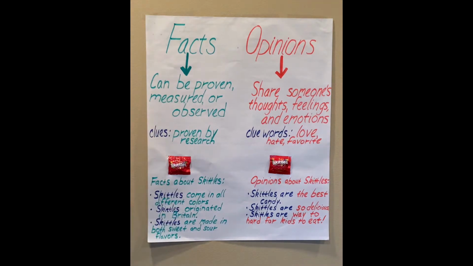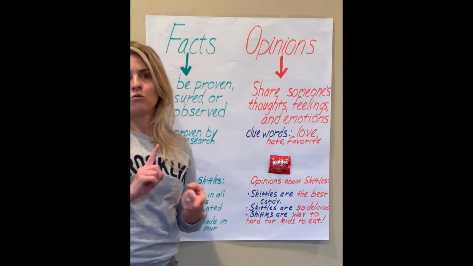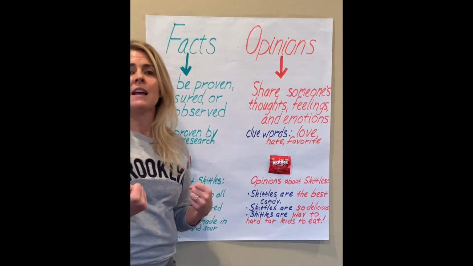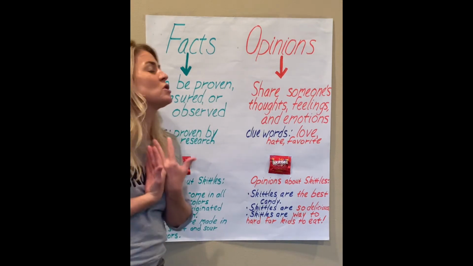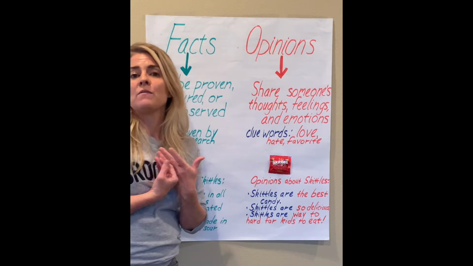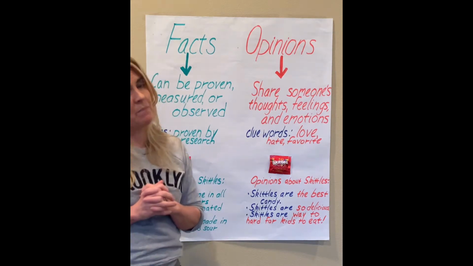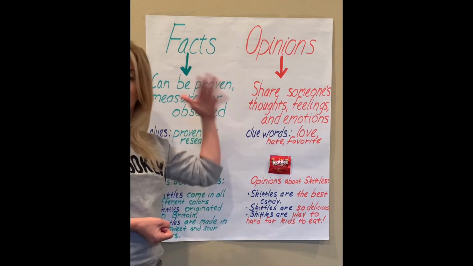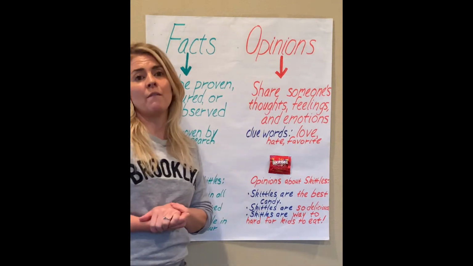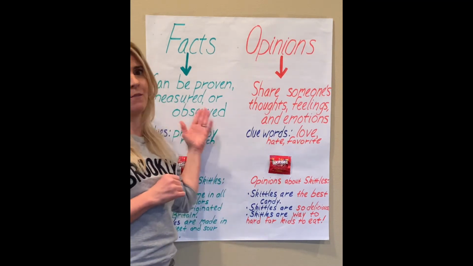So facts can be proven, measured, or observed. The sun is hot. Now that is a fact. You can look it up, talk to scientists, and prove that that is true. Opinions, on the other hand, are someone's thoughts, feelings, and emotions. So when someone says the sun is too hot today, that's an opinion. See, it gets kind of tricky because when I said the sun is hot, that's a known fact, but the sun is too hot for me today is my opinion. So just a few words can actually change something from a fact to an opinion.